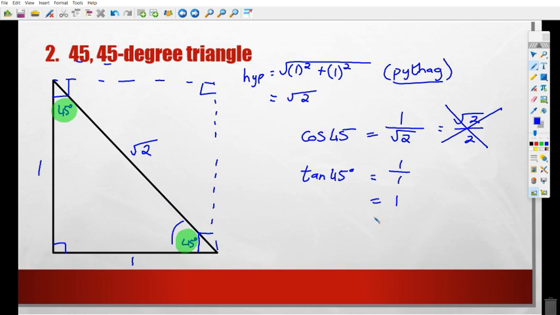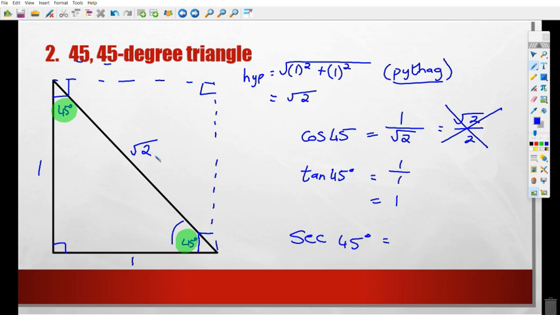Then let's try one more. Let's say sec. Go for sec of 45 for me. Pause the video, go do that quickly. Sec we know is the reciprocal of cos. So we know that cos is what? Cos is adjacent over hypotenuse.